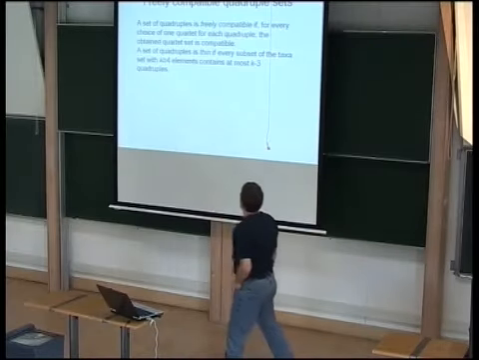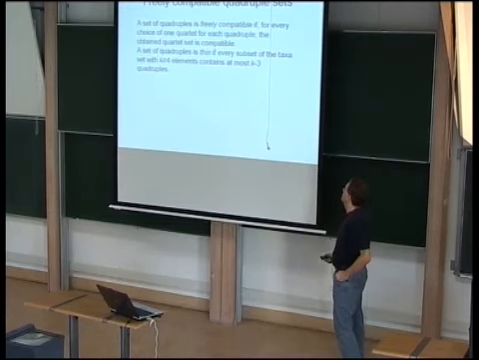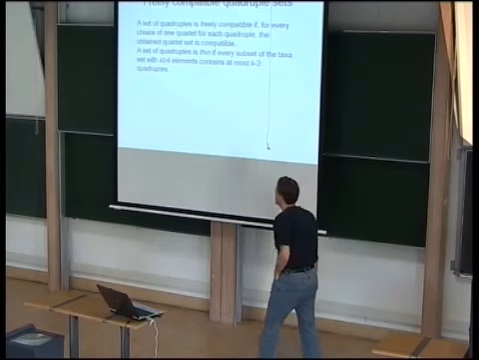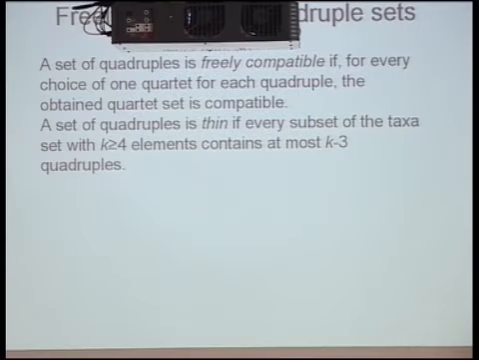A question you might have in this context is what about freely compatible quadruple sets? You saw in my theorem that I didn't really need any information about which quartets are chosen. I just needed information about for which quadruple we have 1 quartet in our set. So I can just do that for quadruples. I take a set of quadruples, and say it's freely compatible if we can choose whichever quartet we want for every quadruple, and it's always compatible.